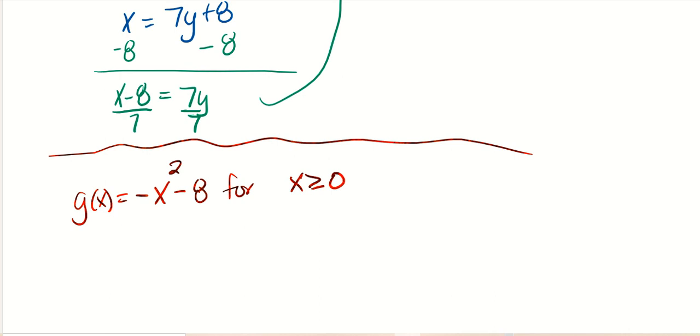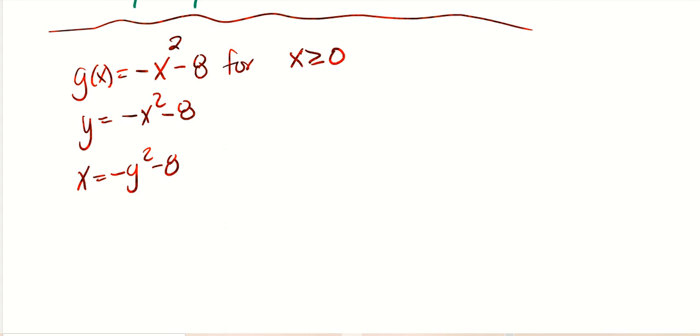But let's solve and make sure we can get our inverse. So we can say y equals negative x squared minus 8, right? We interchange our x and our y's, so this will give you x equals negative y squared minus 8.